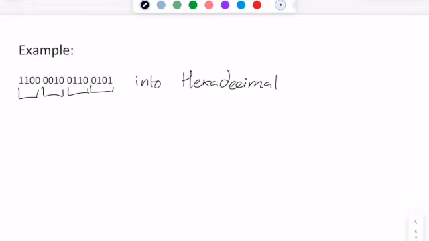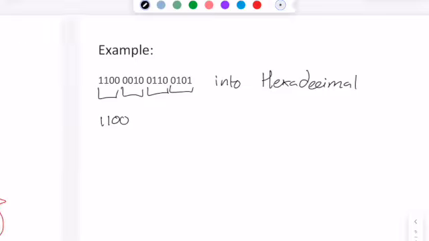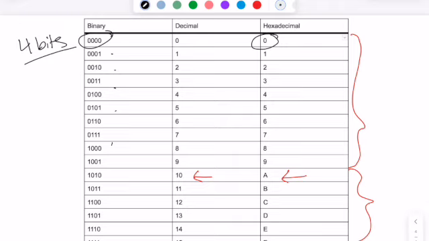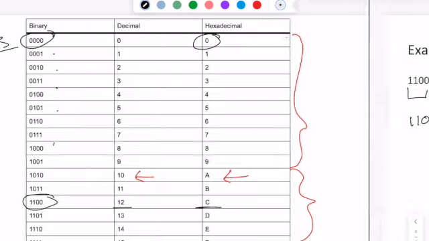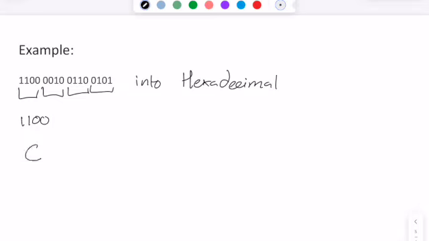So let's start with the very first one. We've got 1, 1, 0, 0. If you want, you can do some practice and see how good you are at conversion from binary to decimal. If not, you can just swipe back over to our handy little chart, and you can see that 1100 is 12 in decimal, aka C in hex. So that's going to be C. Now we have 0, 0, 1, 0. You can do this quickly off the top of your head. That's going to be 2.